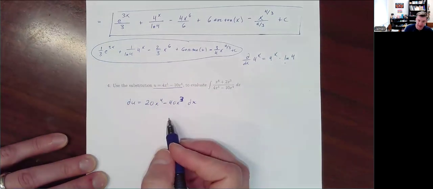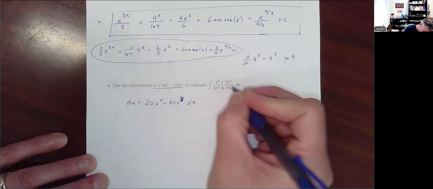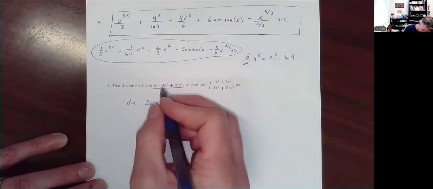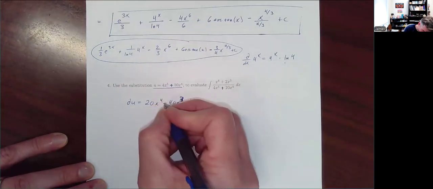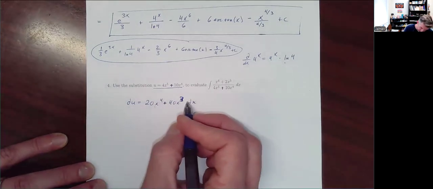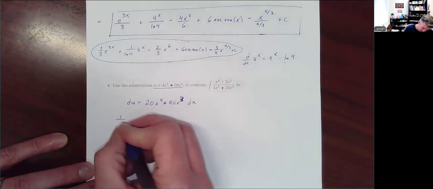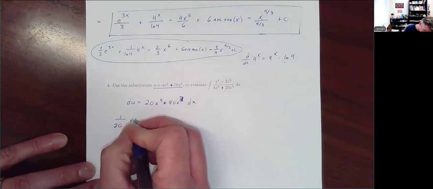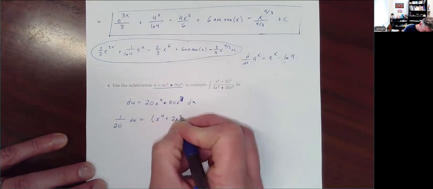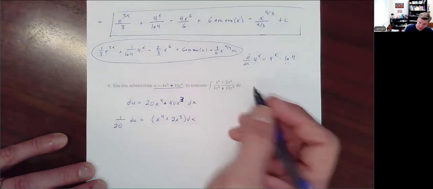Oh, you know what? I made a mistake. I'm going to have to fix that. This should actually have been a plus sign. Sorry about that. I will fix that and let you all know. So I'm going to let u equal 4x to the fifth plus 10x to the fourth, and that should be a plus there. So if I divide both sides by 20, I can say 1/20th times du is equal to x to the fourth plus 2x cubed times dx. And then I can replace my x to the fourth plus 2x cubed dx with 1/20th du.